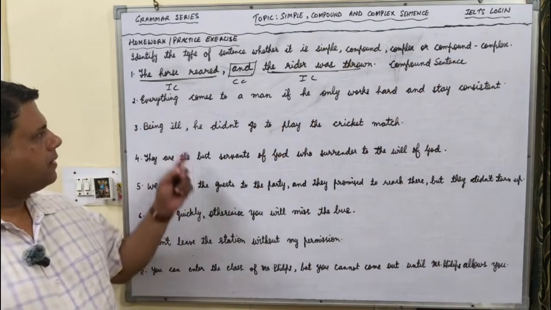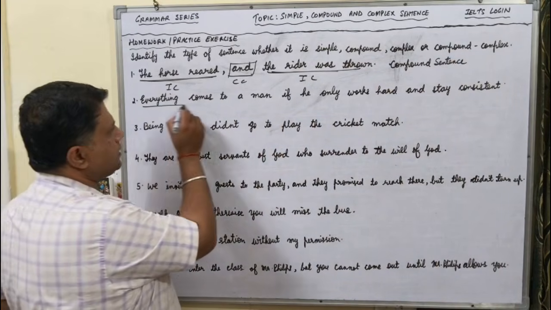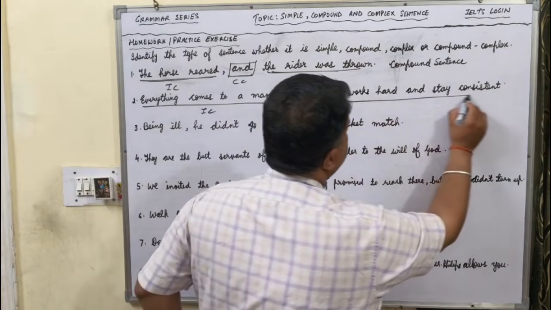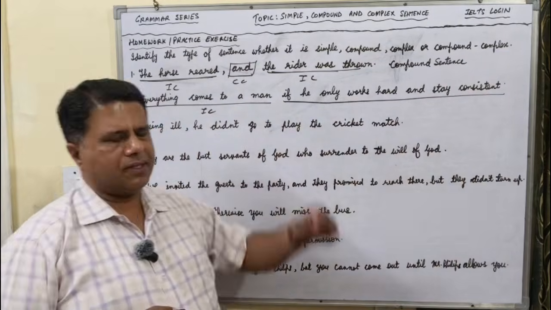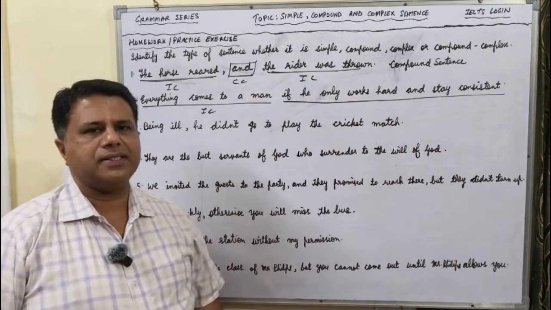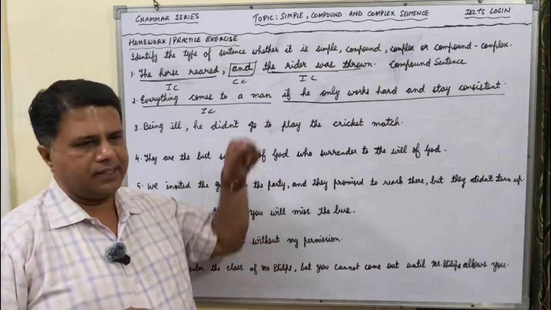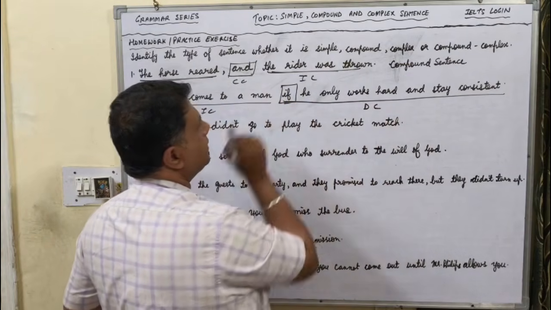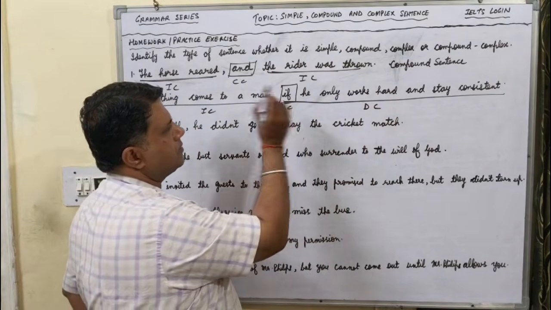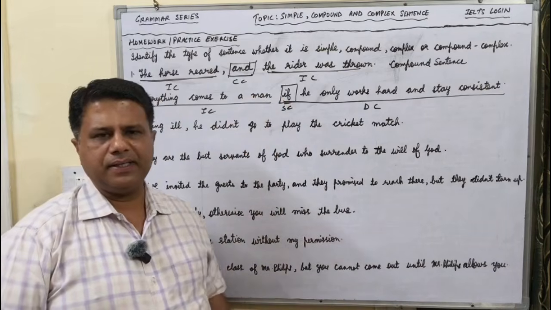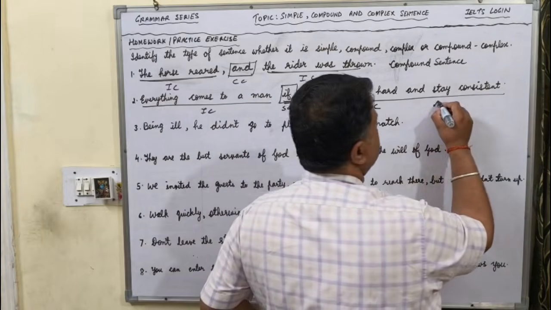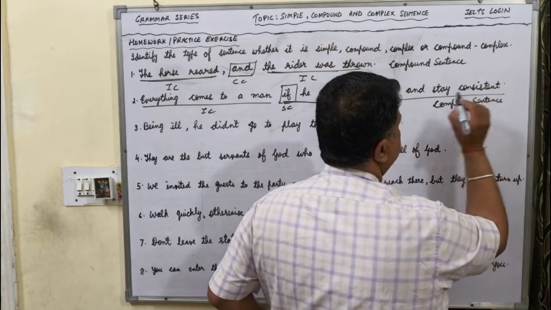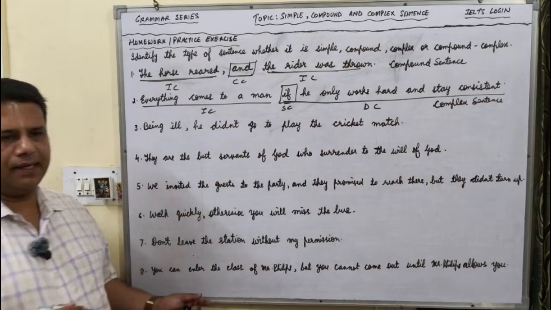Now look at the second. Everything comes to a man is the independent clause. If he only works and stays consistent. Please don't confuse yourself, and is part of the sentence, so there is only one clause here. This is the dependent clause, and if is the subordinating conjunction. If a subordinating conjunction is there, it means it is a complex sentence. So the answer is, it is a complex sentence.